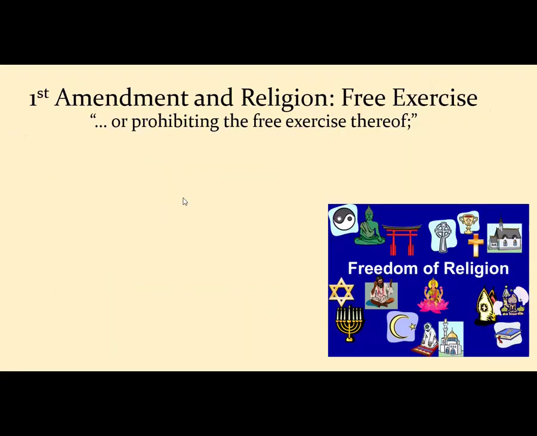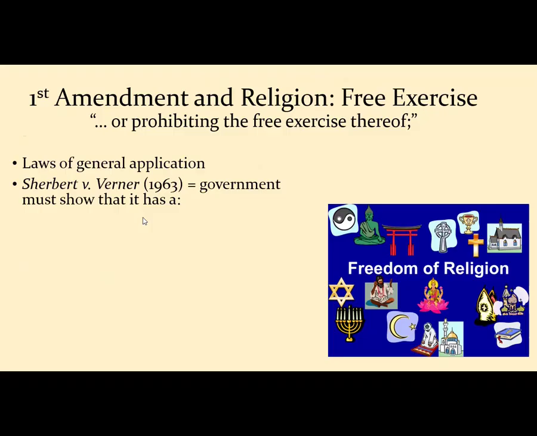Now we go to the free exercise clause. The language is "or prohibiting the free exercise thereof." When we are dealing with the free exercise clause, we're most often talking about a law that applies generally, and just incidentally gets in the way of someone who is attempting to express their religious beliefs, practice their religion in some way. And our understanding and interpretation of that free exercise clause has taken one of two different approaches.